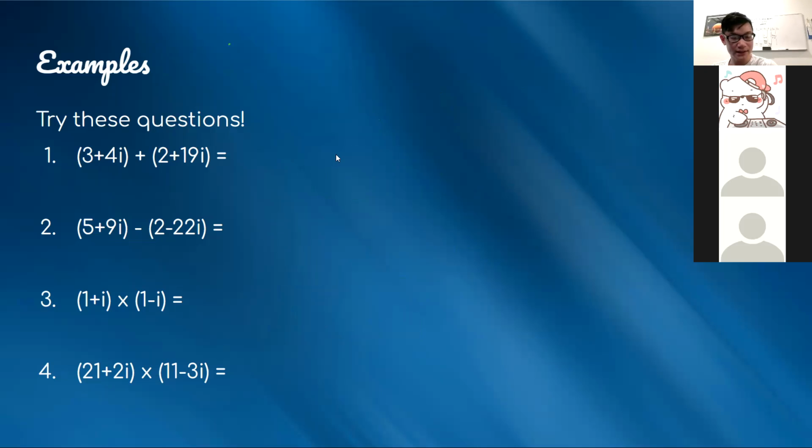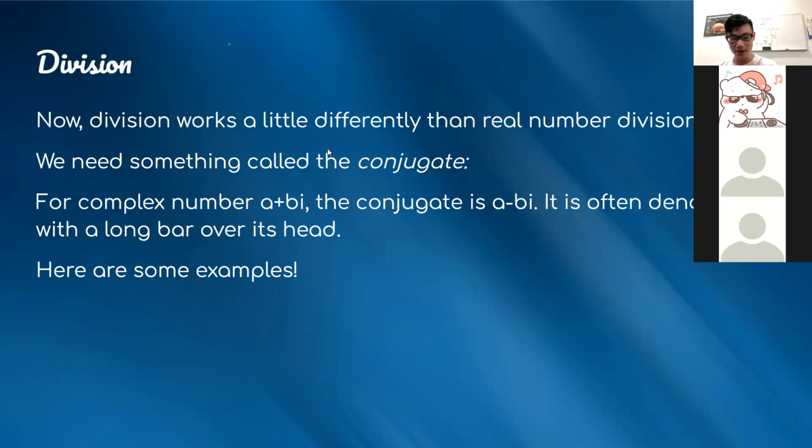So we've done addition, subtraction, and we've done multiplication, but we skipped one, and that's division, because division is completely different. We need something called the conjugate, and I'll explain what that is in a second. For a complex number a plus bi, the conjugate is a minus bi, and it's often denoted with a long bar over its head. So this is the symbol for a conjugate. And here's some examples for a conjugate. So here's what we said earlier. The conjugate of this is a minus bi.